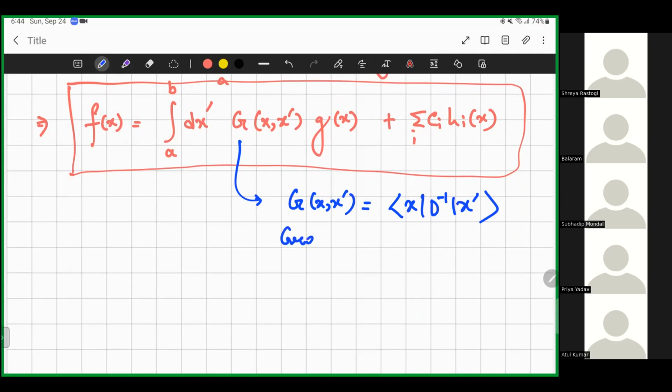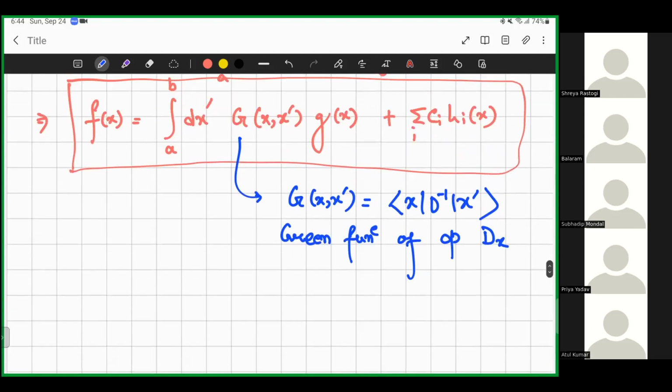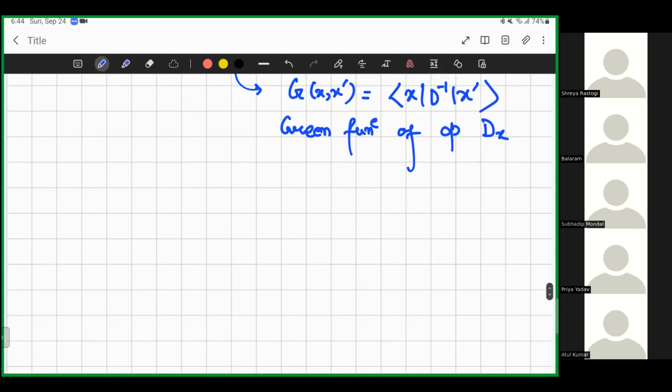Let me write it of operator D_x. You have to mind it. If D_x changes, then this Green function will also change. So this is the Green function. Okay. So let me stop it. Now we have to evaluate this thing. What is the Green function? This thing. Now you can write.